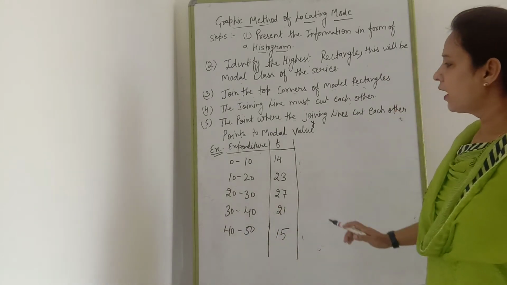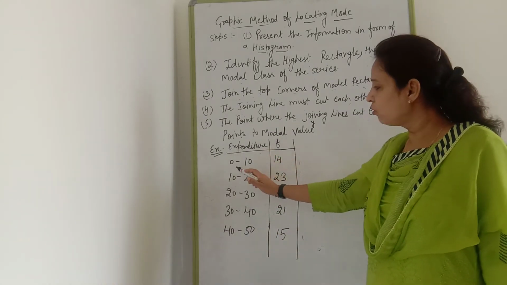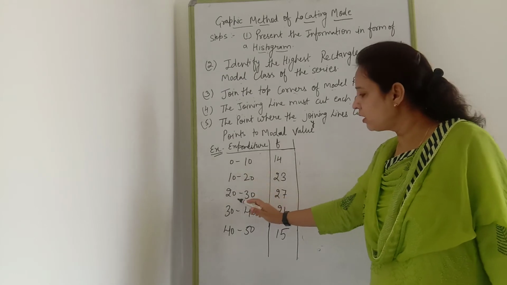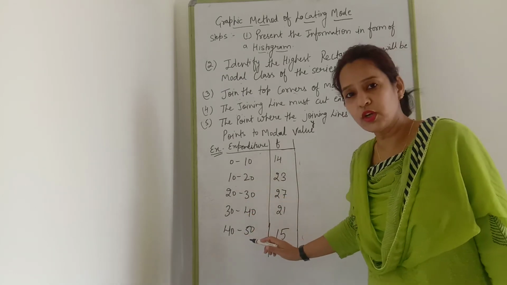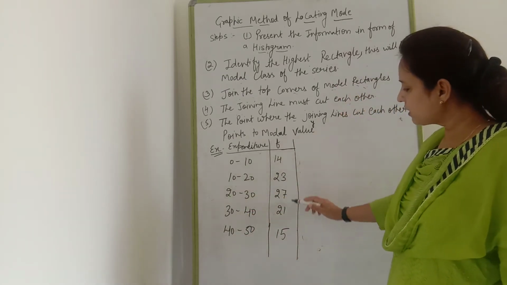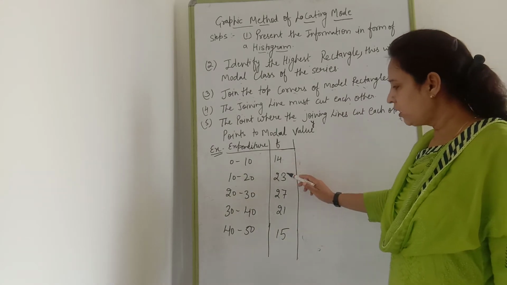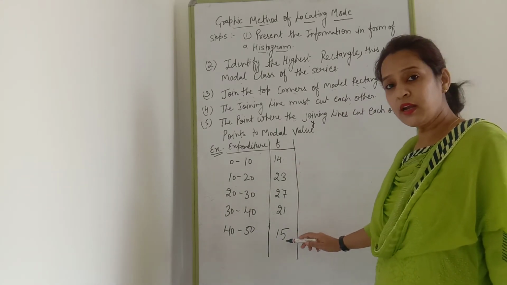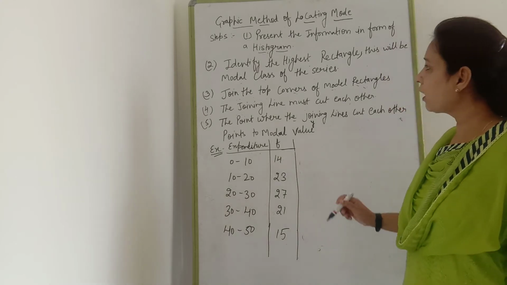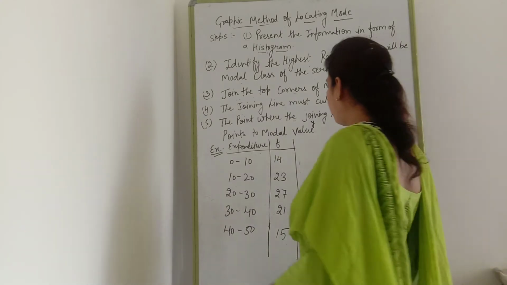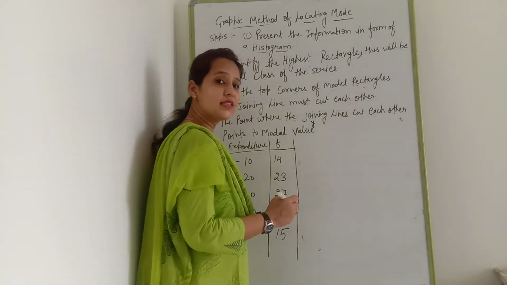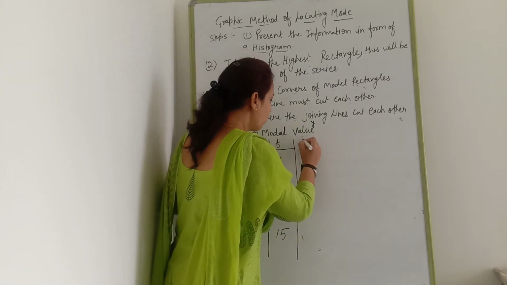Look at this. Expenditure is given as 0 to 10, 10 to 20, 20 to 30, 30 to 40 and 40 to 50. Frequency is given as 14, 23, 27, 21 and 15. Now how to calculate mode? Mode, all of you know, the highest frequency, that is known as the modal group.